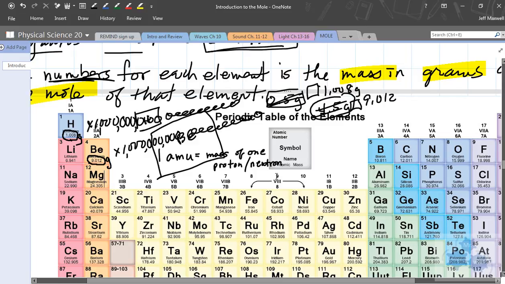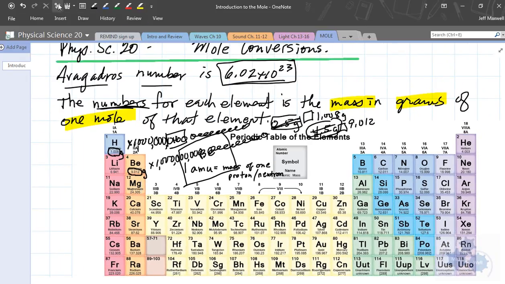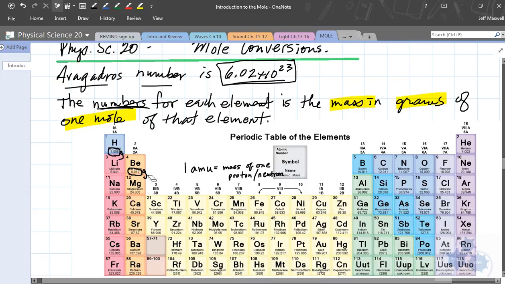After experimentation and observation and stuff like that, they've come up with this number, Avogadro's number, and the significance of it is this. It is like the conversion between atomic mass units and grams. So look at this statement. The numbers for each element, and I'm talking about these mass numbers here, is the mass in grams of 1 mole of that element.